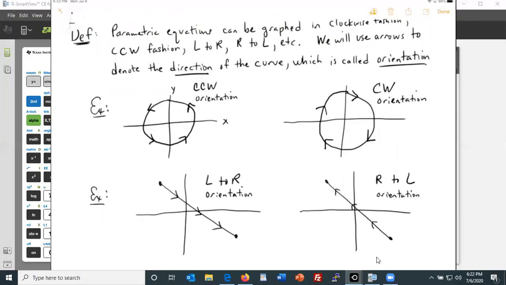Because again, the idea here with the parameter, yeah, it's going to help us find X and Y values to plot, but it's also going to help us see motion in the graph, where you can actually show actual motion of objects on the graph. So it adds animation to your graphing.